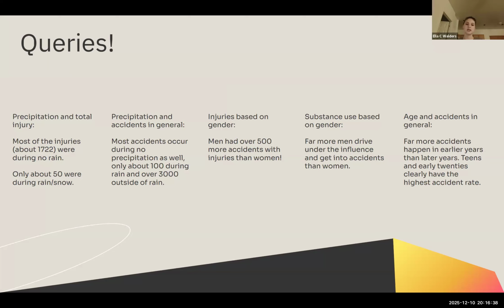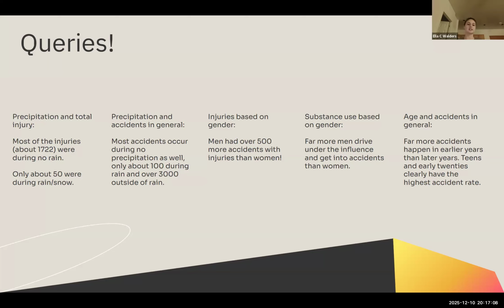Moving on, the queries that I was talking about in my notebook include precipitation and total injury, precipitation and accidents in general, injuries based on gender, substance use based on gender, and age and accidents in general. So some of these are looking into some stereotypes about drivers. Some of these are just worried about overall safety, right? So these first two were pretty inconclusive, I would say, as rain is not often in Arizona. So you would probably want to find percentages as well.